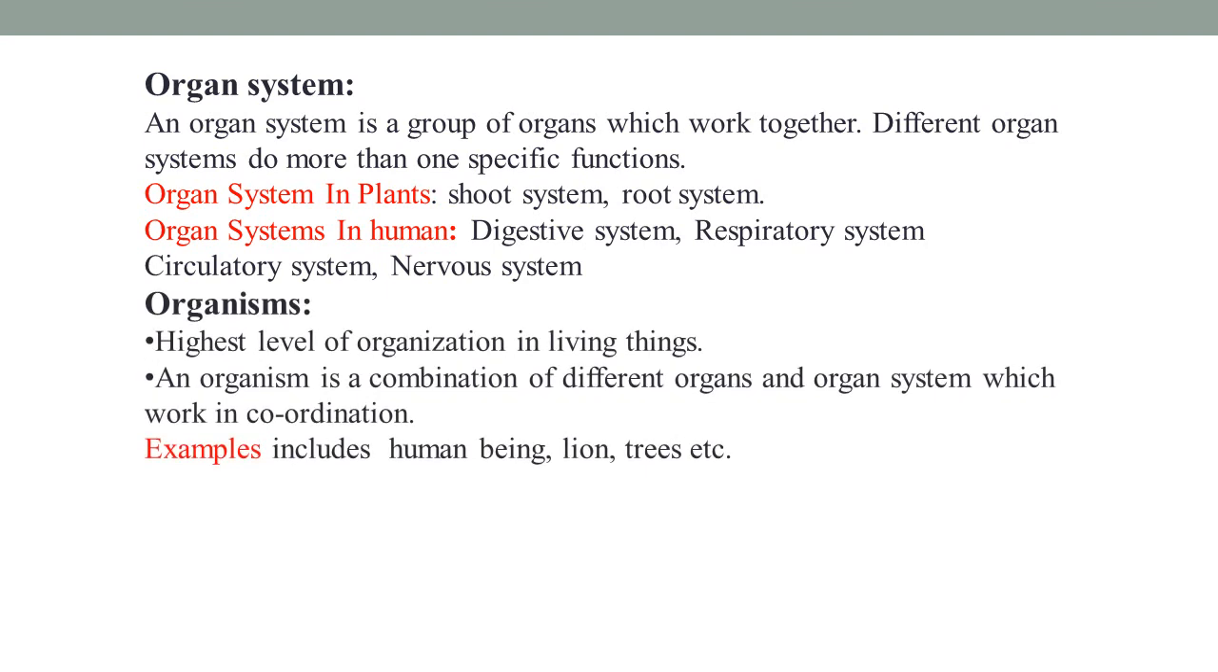Well, organisms are the highest level of organization in living things. An organism is a combination of different organs and organ systems which work together in coordination. And examples are human being, lion, trees and others.